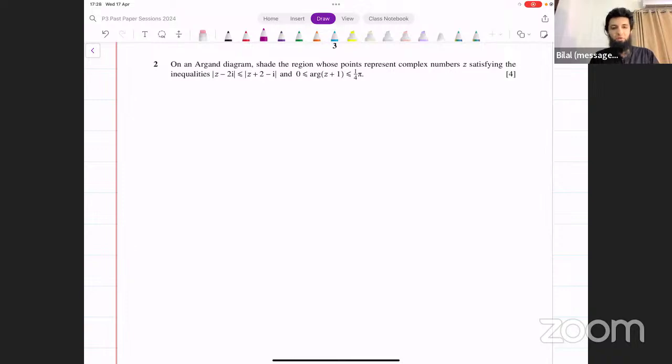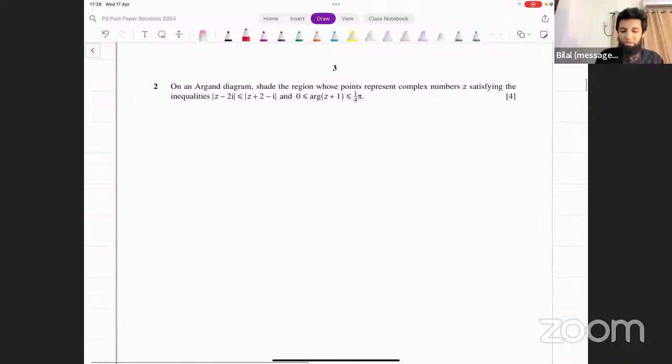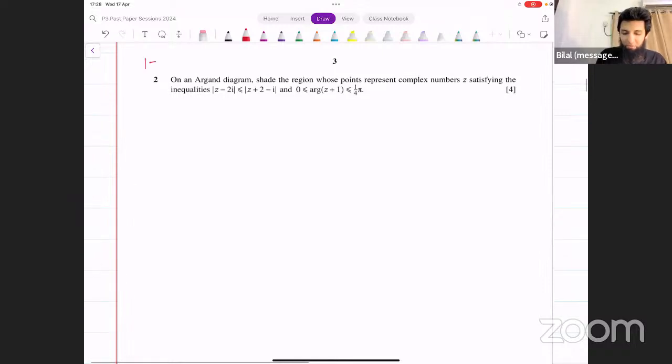Remember, first of all, what we have to do is convert them to standard form. Remember what the standard form is? For the modulus, you want z minus something, and for the argument as well. Inside the argument, you want something like this, z minus something. This is the standard form for the modulus and for the argument. You want to convert these to this form first of all.